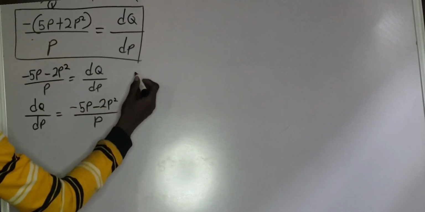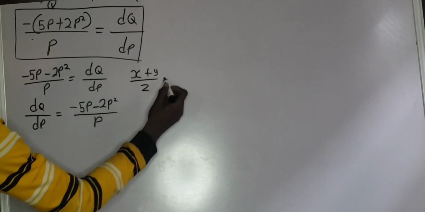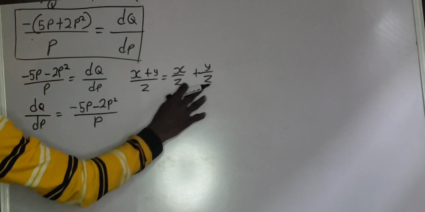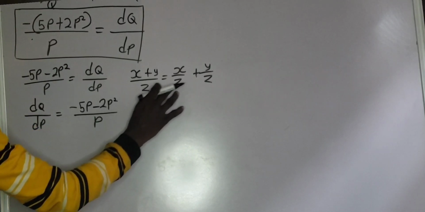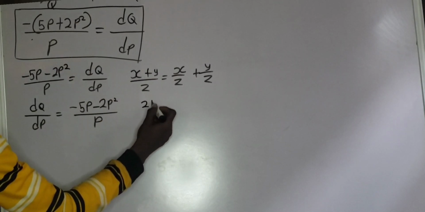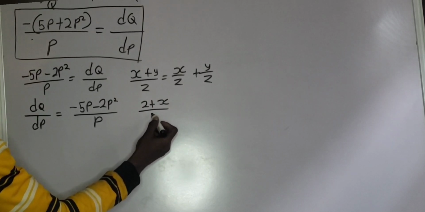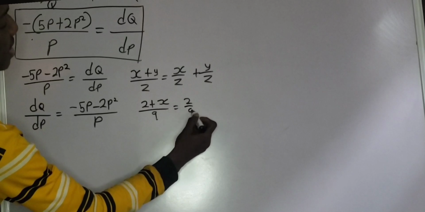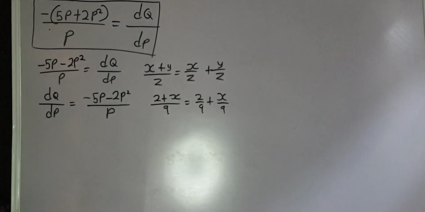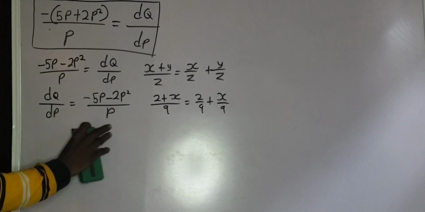Look at this. If I have x plus y over z, this can be written as x over z plus y over z, because if I find the LCM, z divided by z is 1, times x, I'm going to have this, okay? So if I have 2 plus x over, let's say, 9, this can be written as 2 over 9 plus x over 9. If I take the LCM, I'm still going to have this, okay? So now, the reason why I cite this example is because we are going to make use of it on the right hand side of this equation.